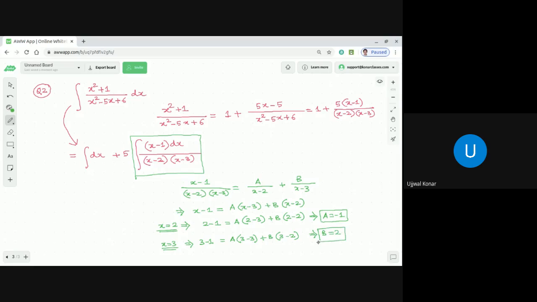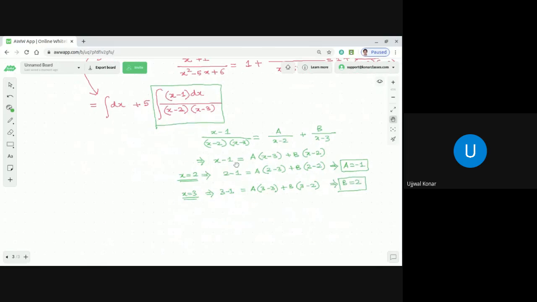Correct? So the entire integration of (x minus 1) dx divided by (x minus 2) into (x minus 3) becomes minus of the integration dx by (x minus 2), isn't it, dear students?